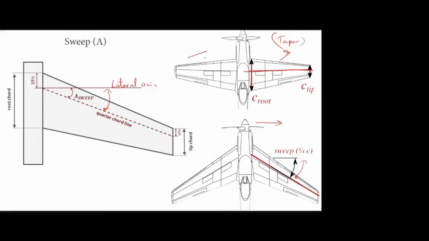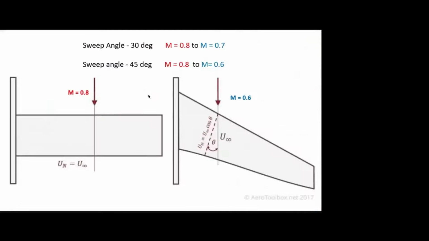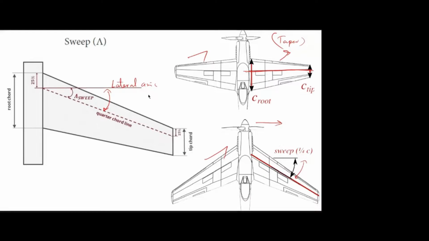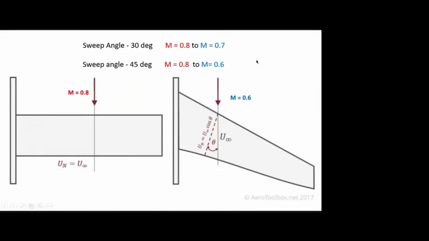So this is the straight tapered wing. This is the swept back tapered wing. Angle between lateral axis and quarter chord line. Is that clear? Yes, sir. Okay. And what is the purpose of that sweep angle? That I will explain here.